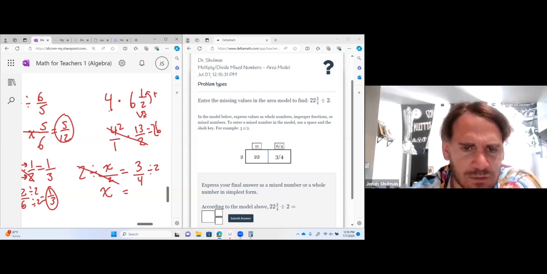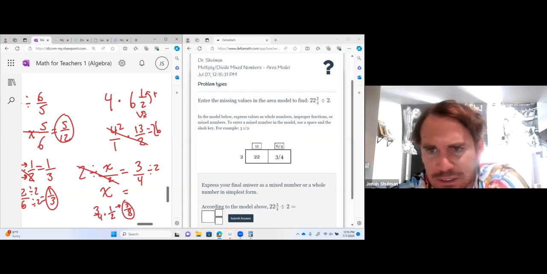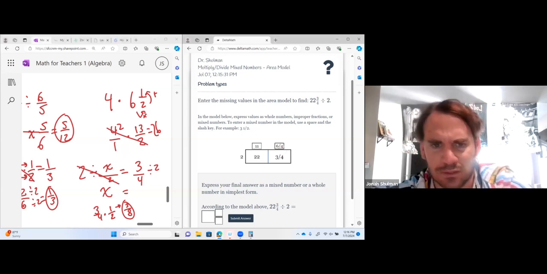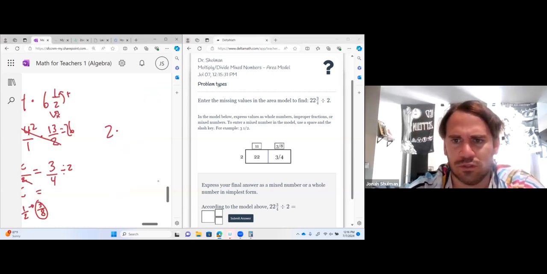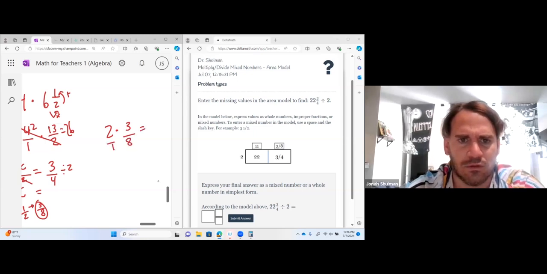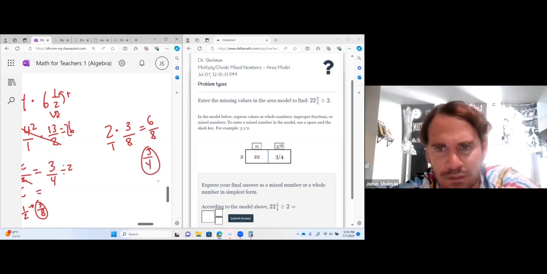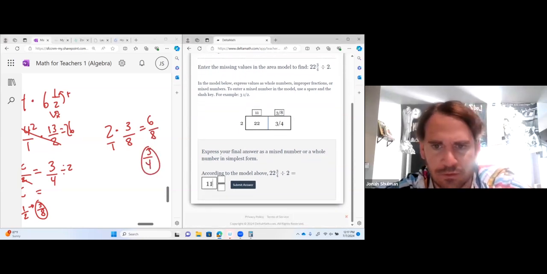So 3/4 divided by 2 is the same thing as 3/4 times 1/2, because we flip it. That's 3/8 is the answer. Not 6/4, 3/8. And we can always check this to make sure. 2 times 3/8 equals 6/8, which simplifies to 3/4. We did it. So it's 11 and 3/8. What a good problem.